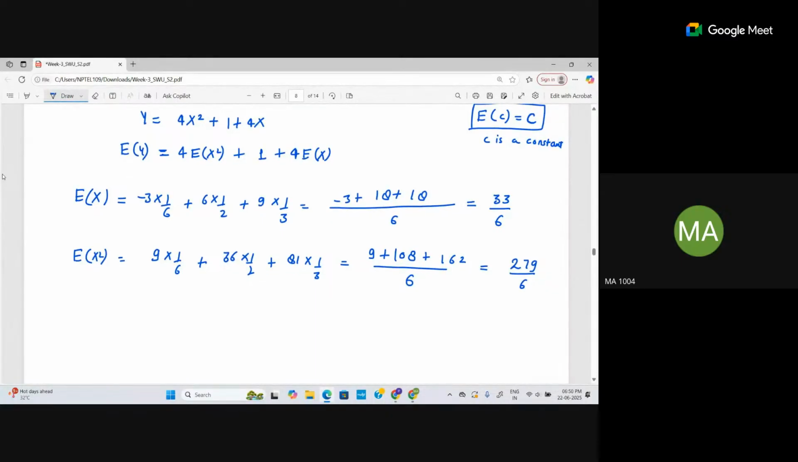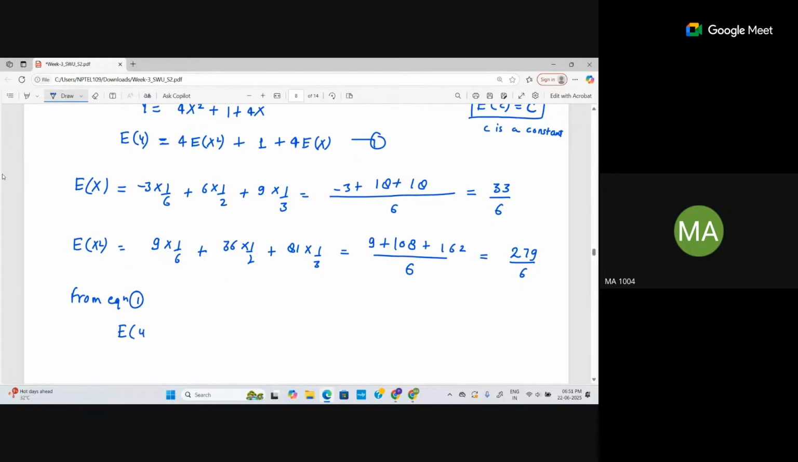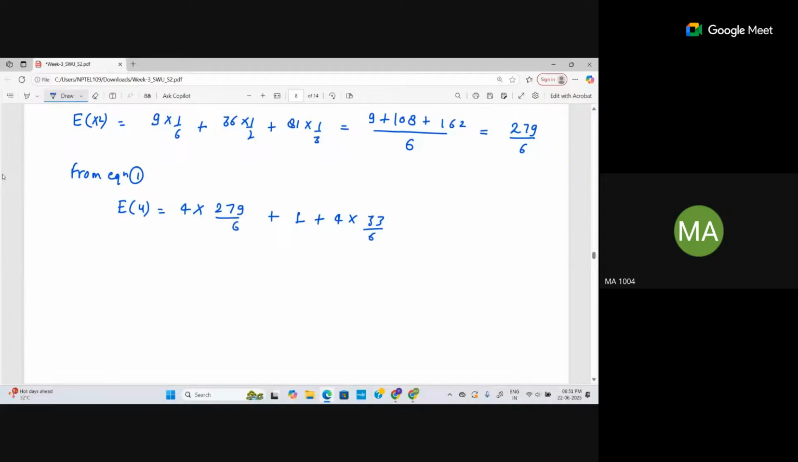Now we have to put all these values in this equation, equation number 1. So from equation 1, expectation of y is equal to 4 into 279 by 6 plus 1 plus 4 into 33 by 6. Right? So this will be 186 plus 1 plus 22. So this will become 209.